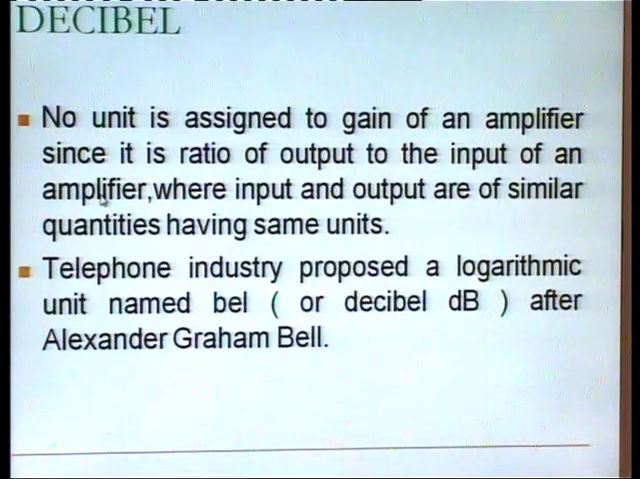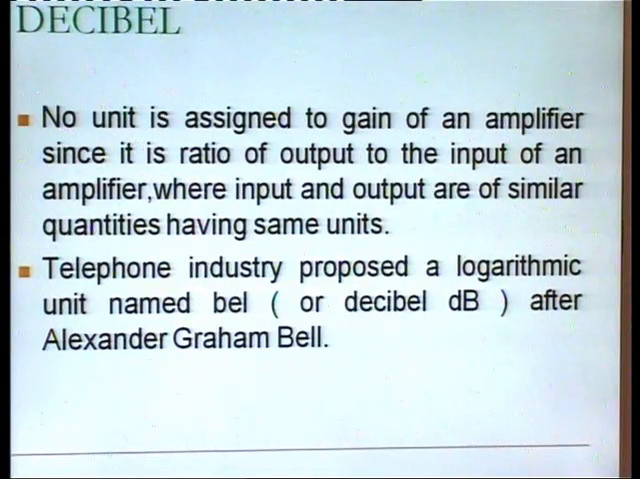Now the second definition is decibel. A decibel unit is provided for the gain, but theoretically no unit has to be assigned to the gain of an amplifier, since it is the ratio of output to input and the parameters for output and input are the same, that is you are using voltage, so there should be no unit assigned to the gain. But the telephone industry proposed a logarithmic unit named Bel or decibel after Alexander Graham Bell.